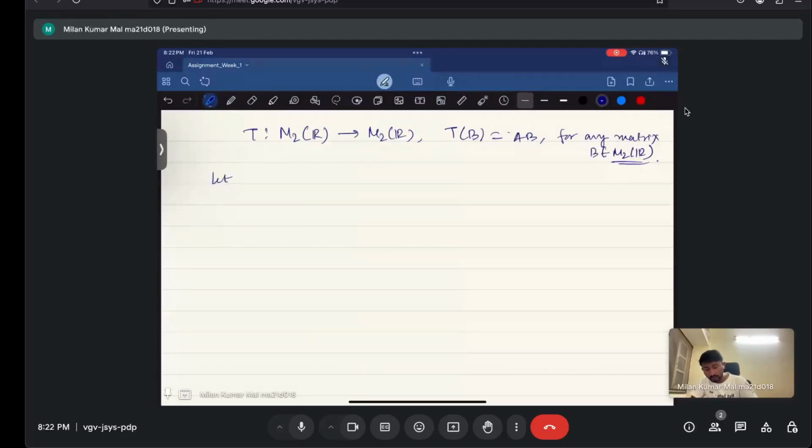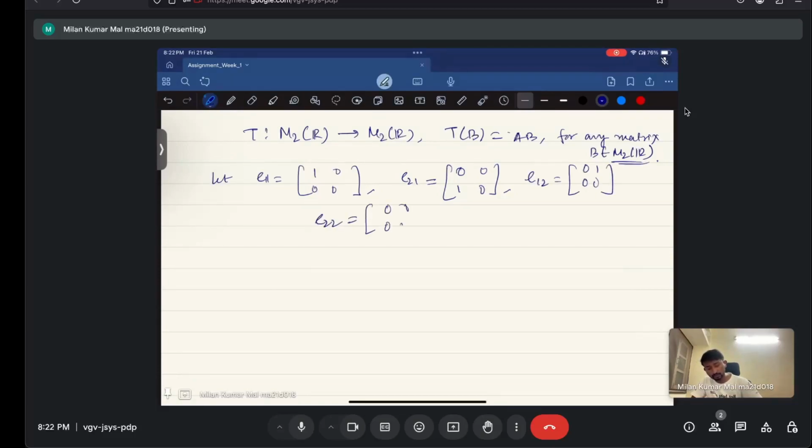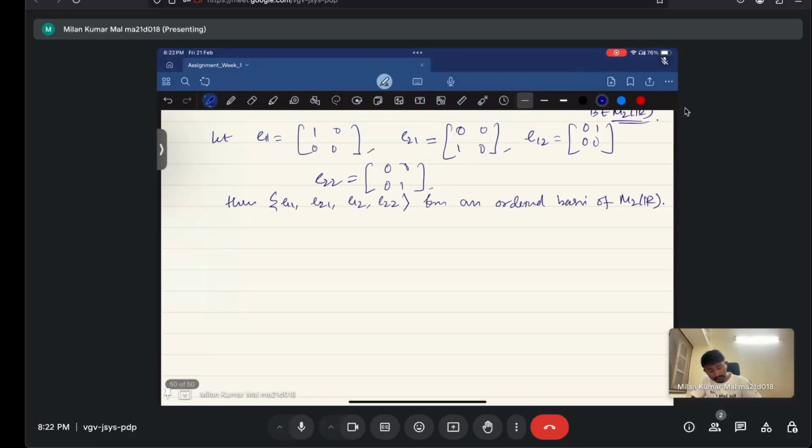Let E11 equal 1 0 0 0, E21 equal 0 0 1 0, E12 equal 0 1 0 0, and E22 equal 0 0 0 1. Then this set E11, E21, E12 and E22 forms an ordered basis of the space M2(R).